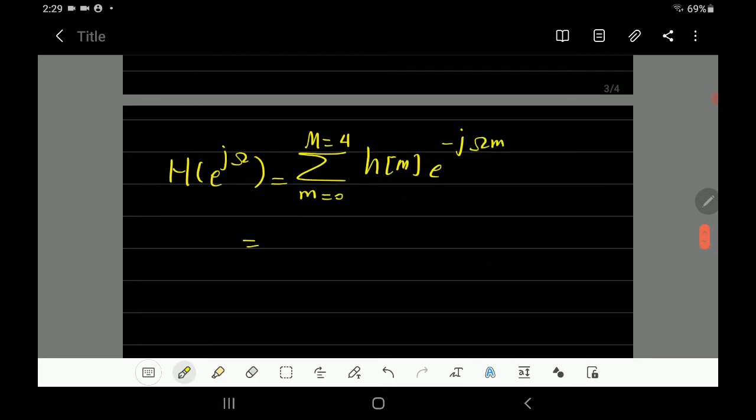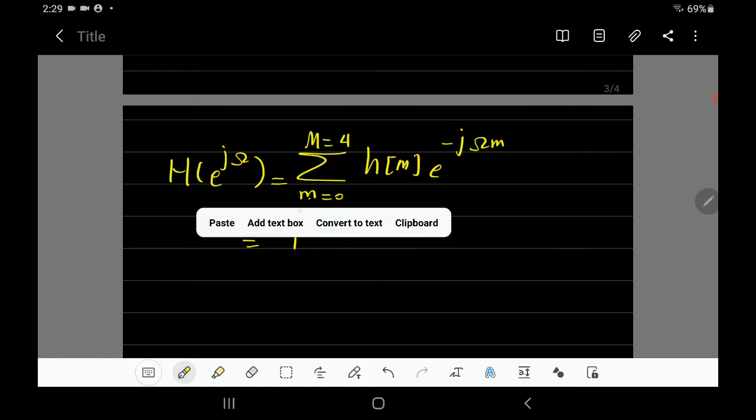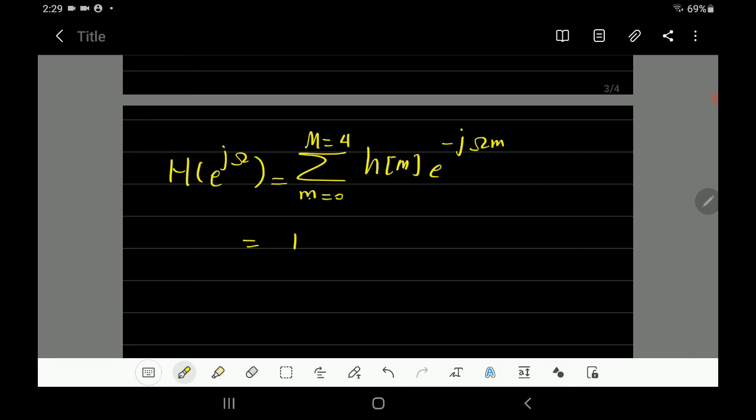We know that h[m] is given as 1, 1, 3, 1, 1. So you will write h0, which is equal to 1, times e to the power of minus j omega m, and m is equal to 0, so it'll be times e to the power of minus j0. The second element, we got it when m equal to 0.